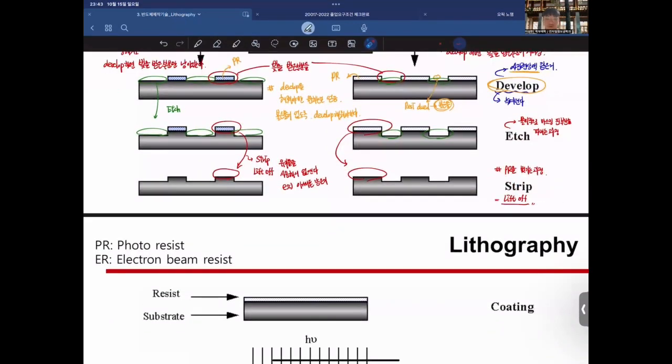And the fifth step is strip. Strip means removing our PR layers, so we can take the shaped wafer, and this is the first step of the semiconductor.